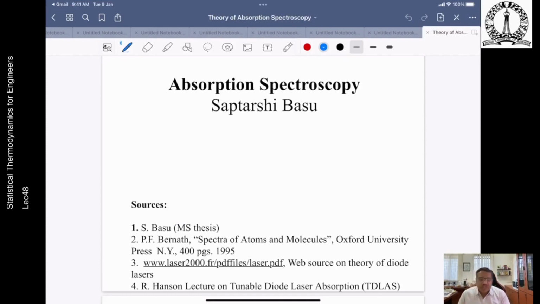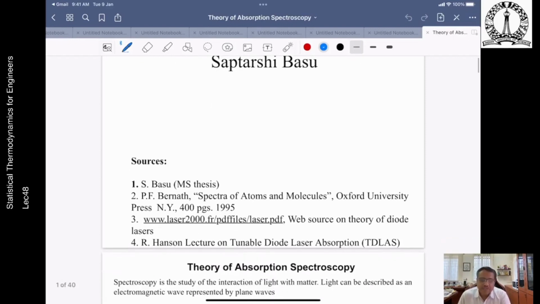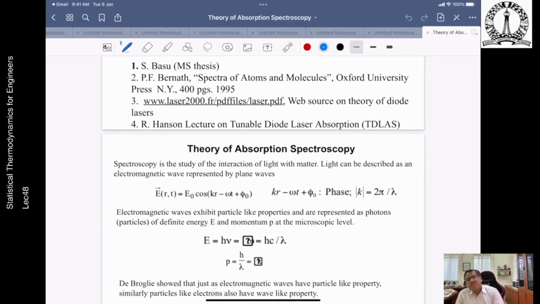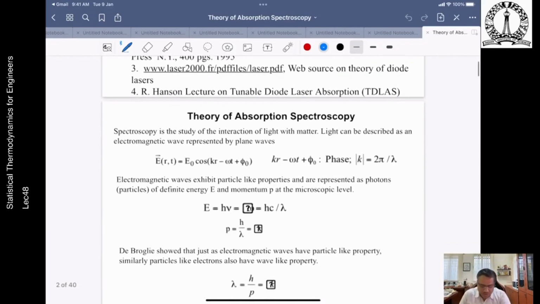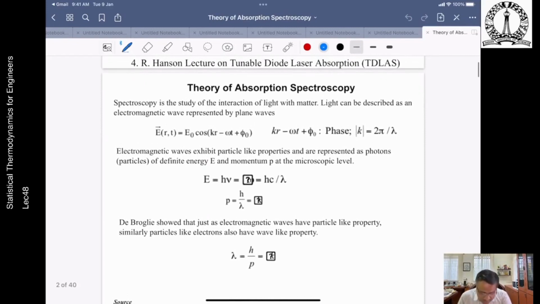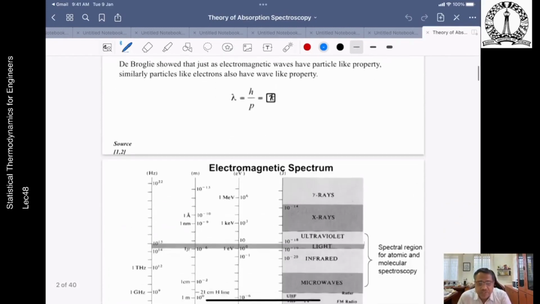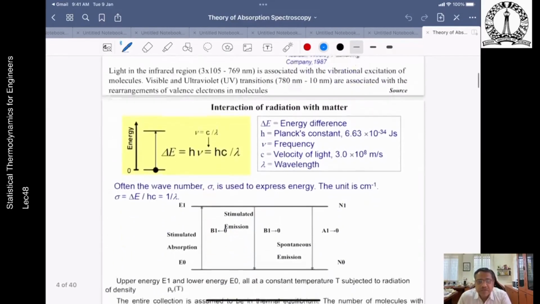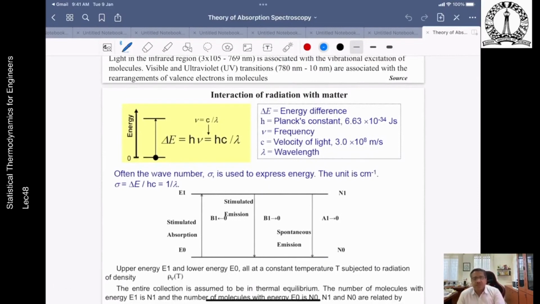The sources are basically Bernath, which is Spectra of Atoms and Molecules, the MS thesis of Professor S. Vasu, and then there are web lectures of Professor Ronald Hanson on tunable diode laser-based absorption spectroscopy. Some of these things we already did, so there is no point in redoing them. We know the electromagnetic spectrum already by heart right now. And we also have done the interaction of radiation with matter, which essentially translates to the energy difference and so on.